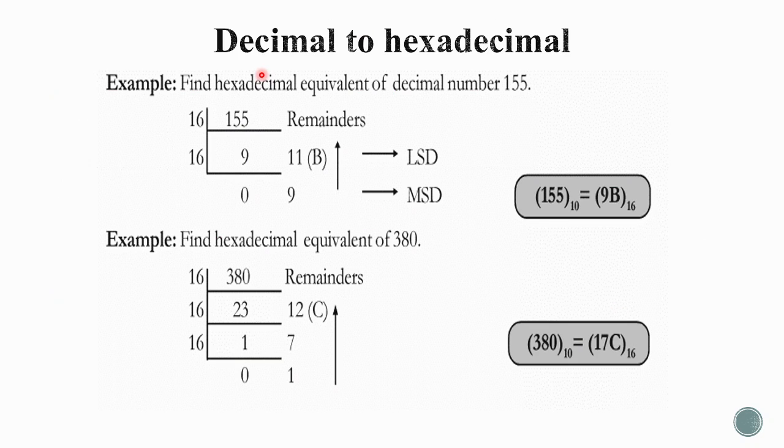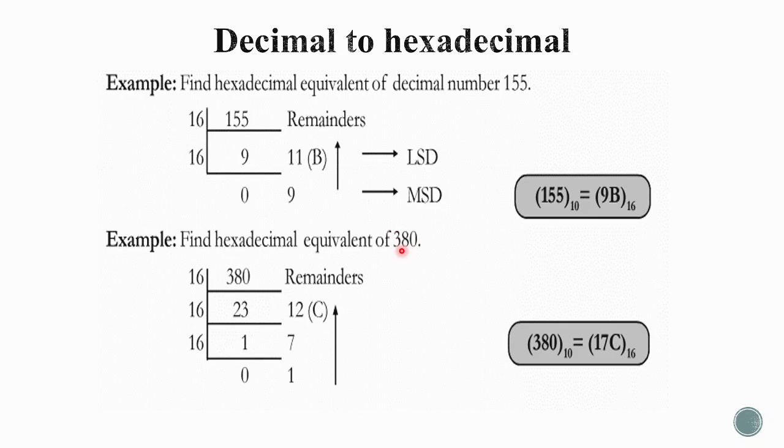This is the example. A decimal number 155 is divided by 16. 155 divided by 16, we get 9 as the answer and 11 is the remainder. But we cannot write 11 as such, so replace this 11 by the symbol. The symbol for 10 is A. For 11, the symbol is B. So 11 is replaced by B. Then this 9 is again divided by 16. We get 0 as the answer and 9 is the remainder. Then record these remainders in reverse order. The answer will be 9B. 155 is equal to 9B to the base 16.